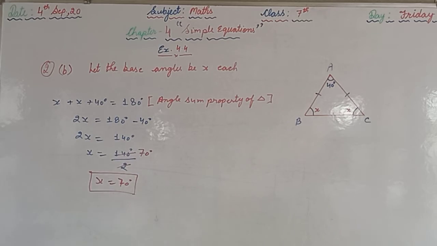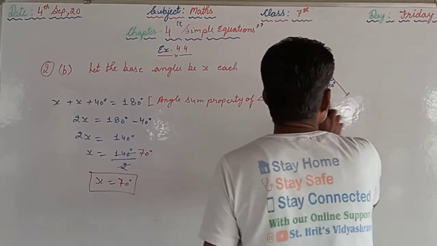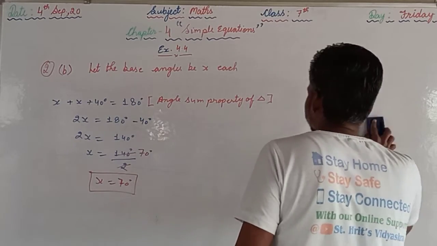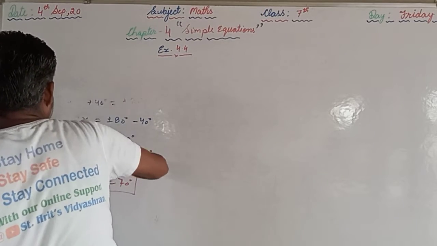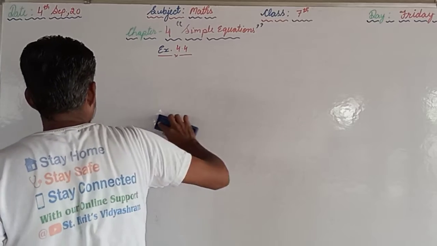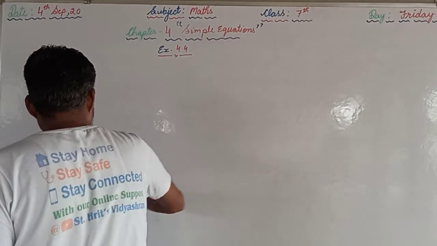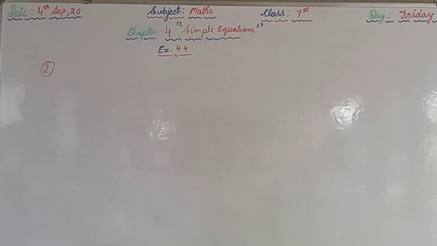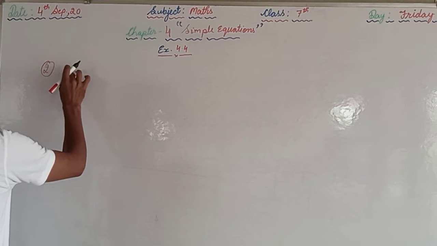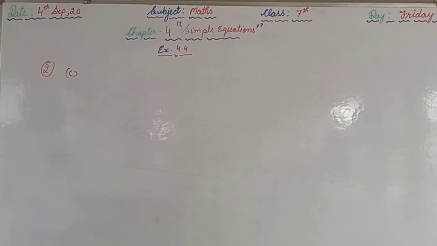As I am rubbing the board, at the same time you can read part C. Sachin scored twice as many runs as Rahul. Together their runs fell too short of a double century. How many runs did each one score? Sachin scored twice as many runs as Rahul.